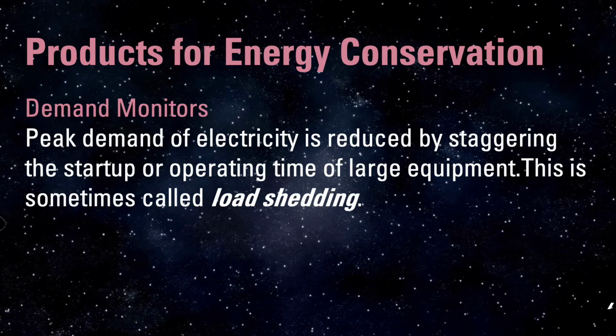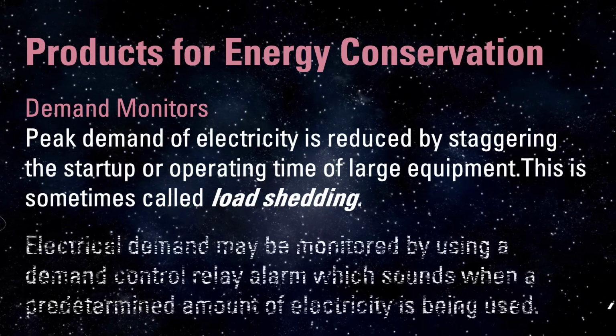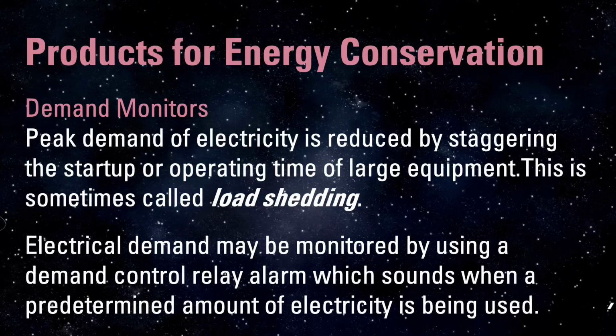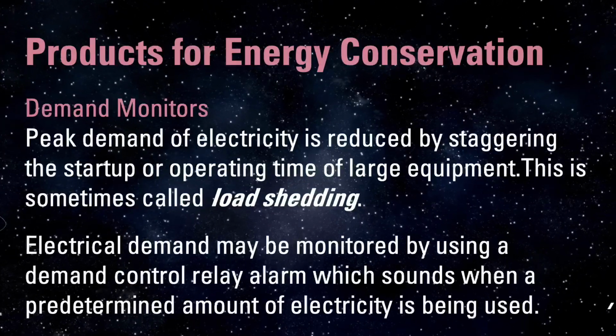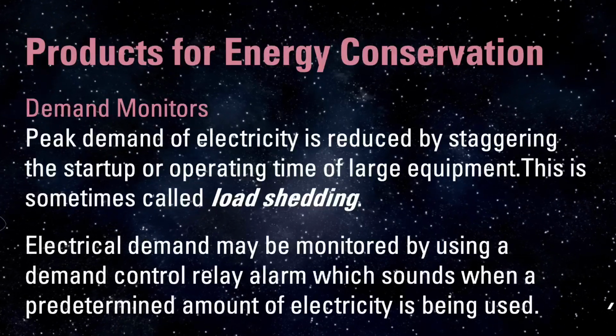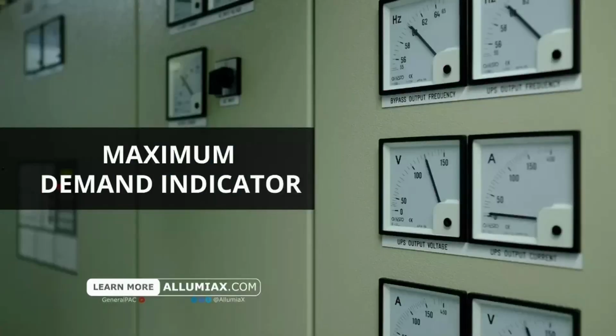This is sometimes called load shedding. Electrical demand may be monitored by using a demand control relay alarm, which sounds when a predetermined amount of electricity is being used. The following are examples of demand monitors.